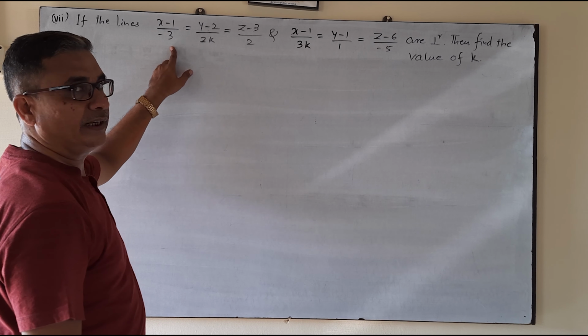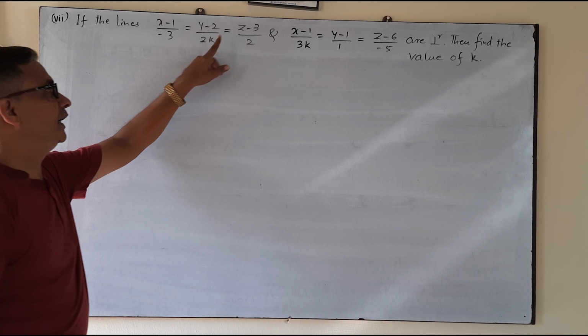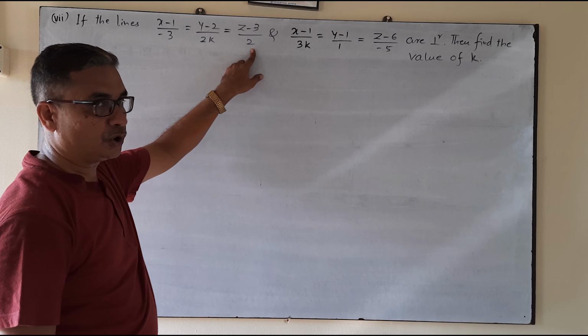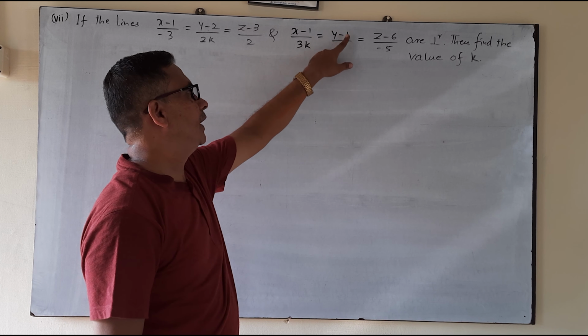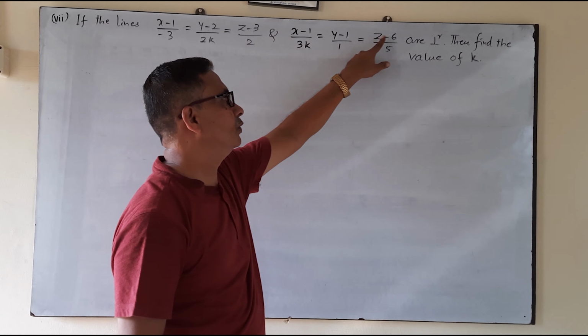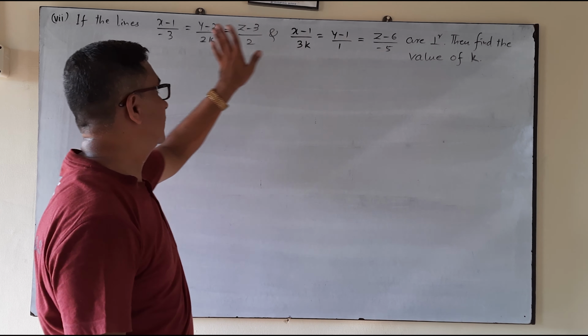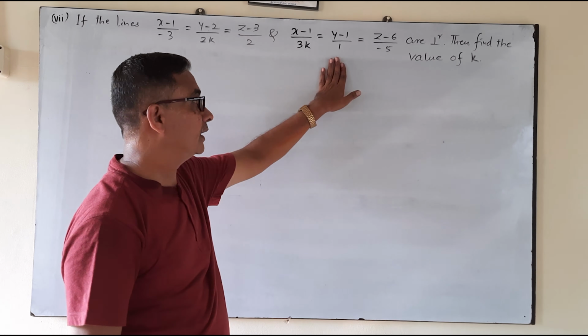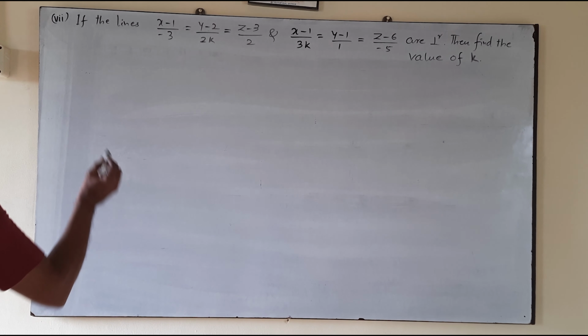Okay, next problem. If the lines (x minus 1) divided by minus 3, (y minus 2) divided by 2k, (z minus 3) divided by 2, and (x minus 1) divided by 3k equal to (y minus 1) divided by 1 equal to (z minus 6) divided by minus 5 are perpendicular, find the value of k. When two lines are perpendicular, what is the value of k? Now, given data.